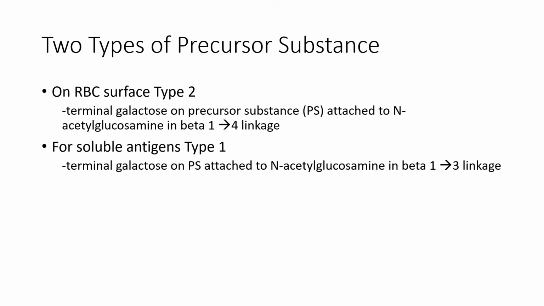There are two types of precursor substance that can be converted to H substance and the A or B antigens. The type 2 is found on the surface of red blood cells, and the N-acetyl galactosamine has a beta-1,4 linkage. Type 1 are soluble and are found in plasma and body fluids. The terminal galactose on type 1 precursor substance is attached to the N-acetyl galactosamine in a beta-1,3 linkage.